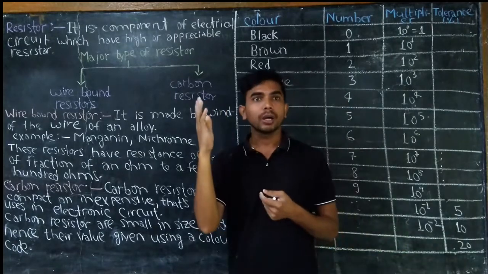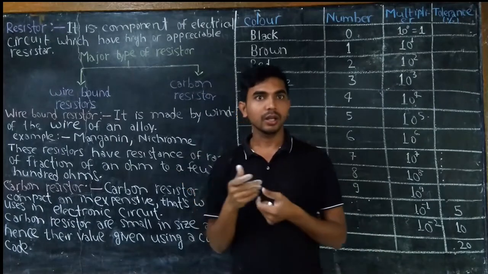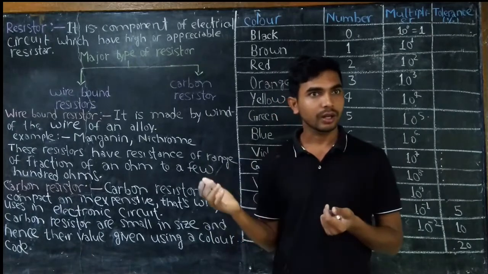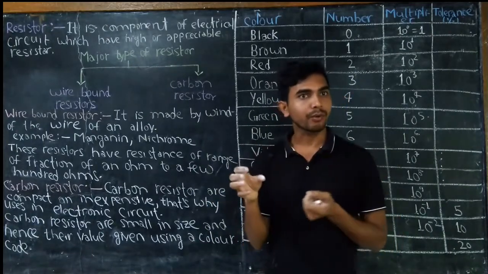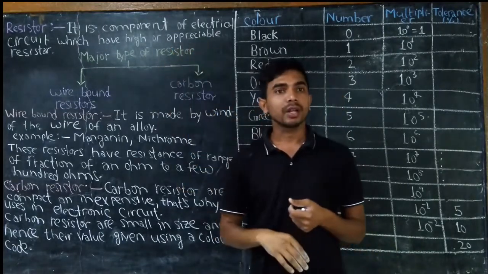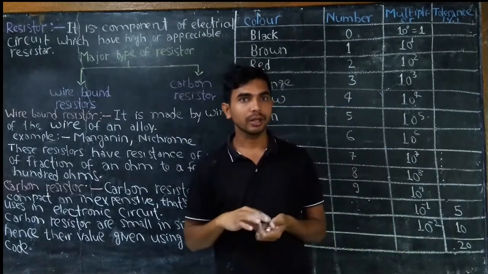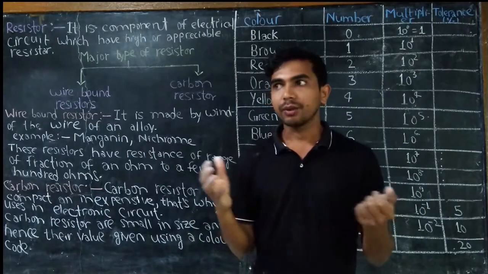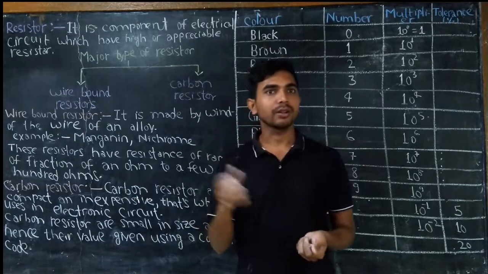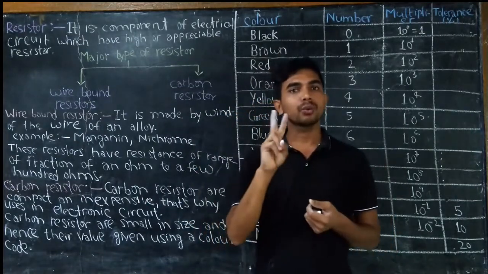Just like your bulb, fan, washing machine, fridge, these are resistances because these are components of an electric circuit and have appreciable resistance. But the resistor available in the market, or that we use for commercial or laboratory purposes, is mainly of two types.